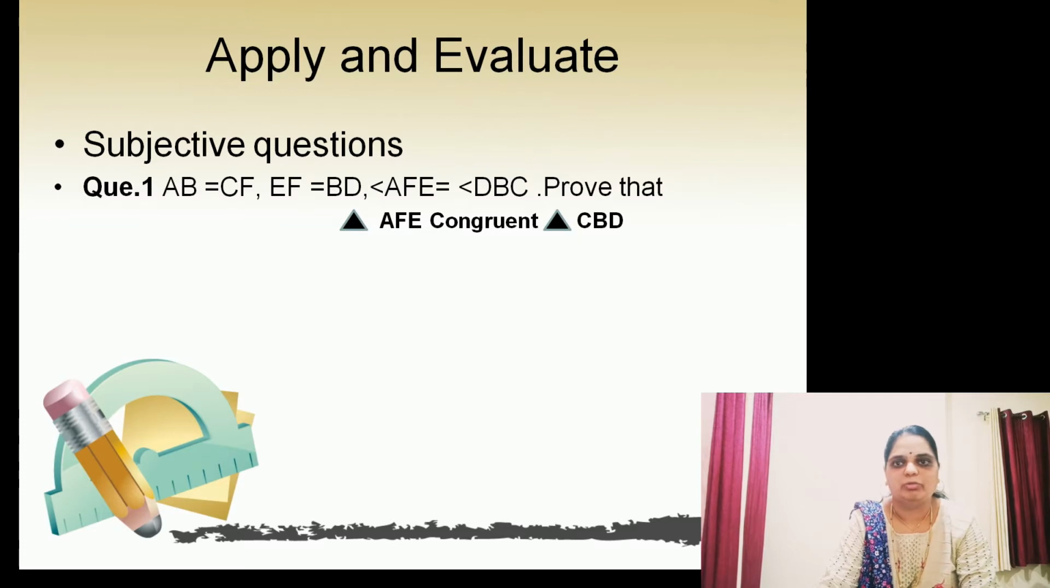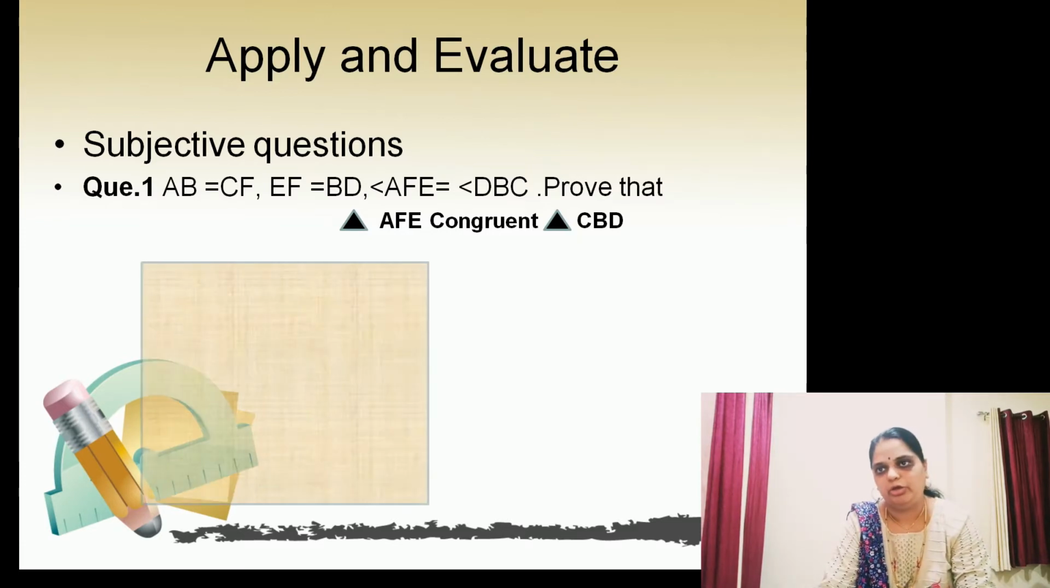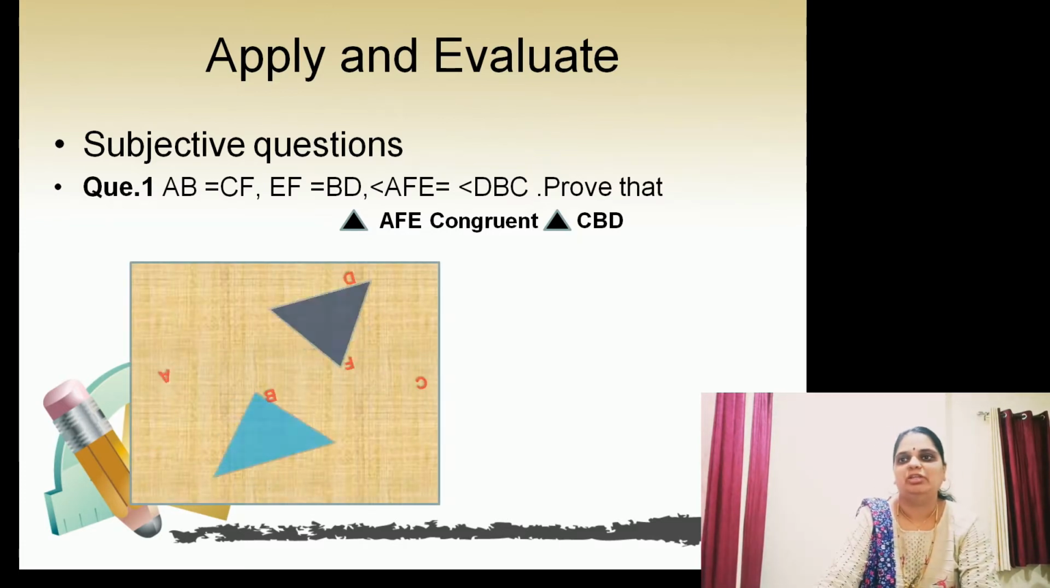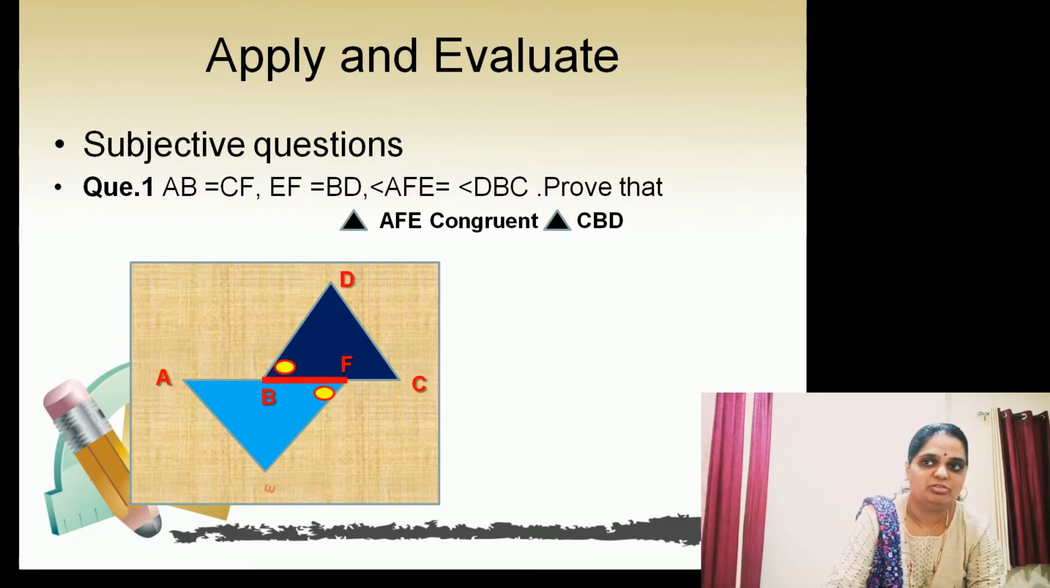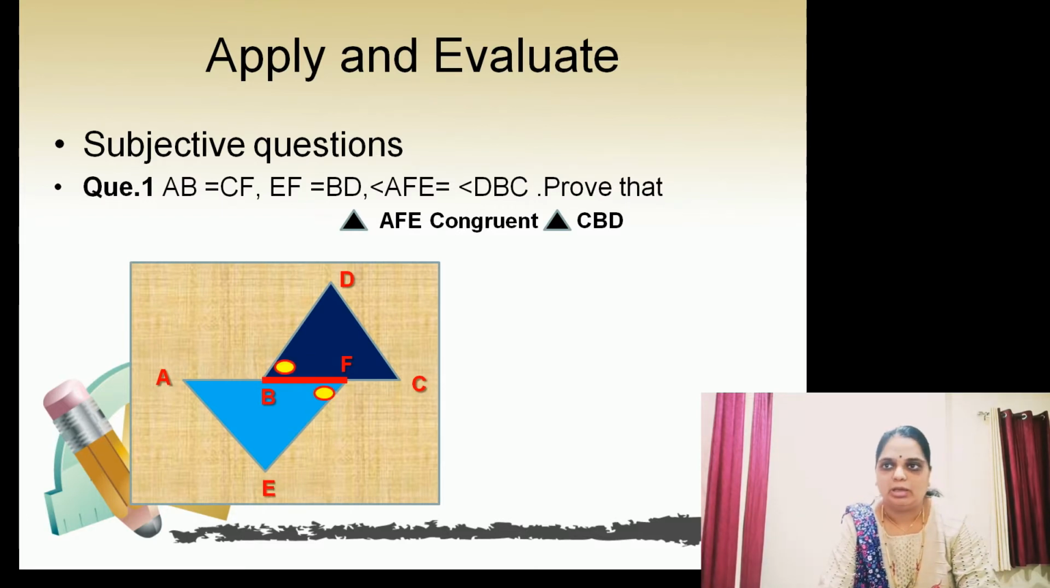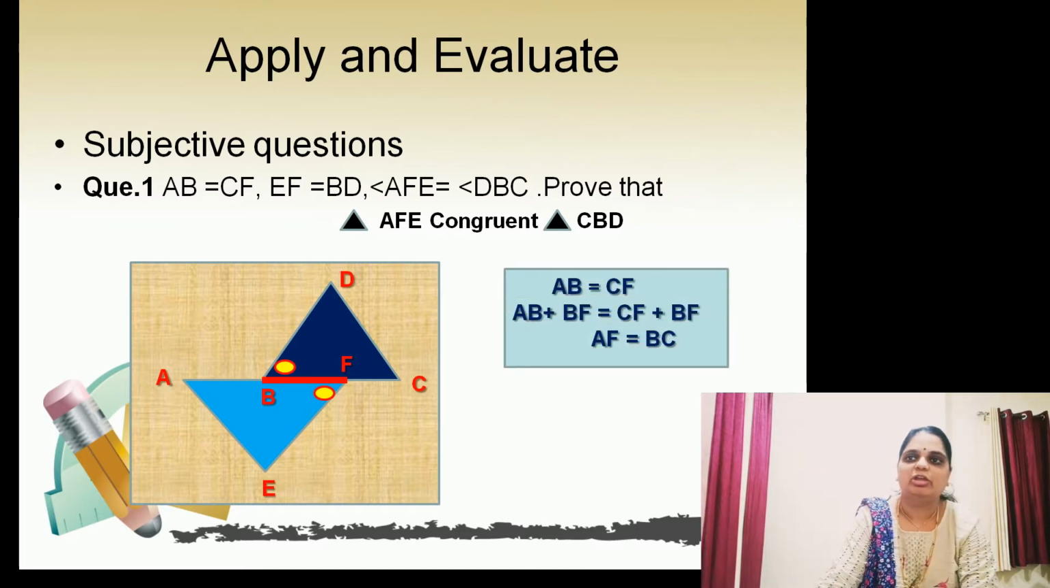By the given information there is a figure. Observing the figure, we see that there are two triangles, one light blue and one dark blue. In this figure we see triangle AEF and triangle DBC. We see that there is a yellow mark on triangle AFE and triangle DBC.